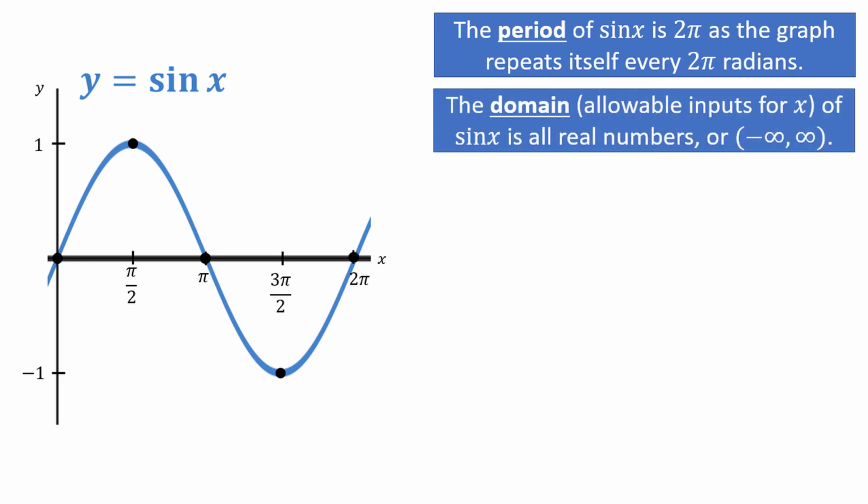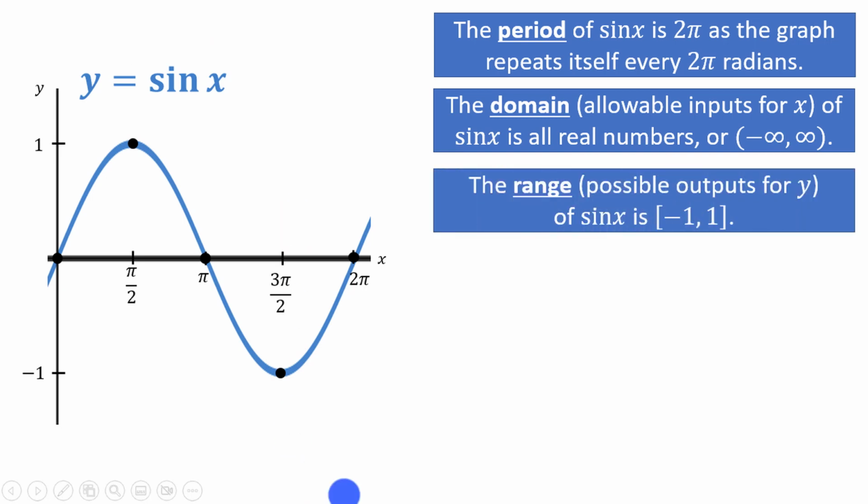The domain is a general term for all of the allowable inputs into a function. In other words, which x values are allowed in the function. For sine of x, the domain is all real numbers, meaning anything from -infinity up to +infinity can be plugged into sine. The range is the general term for the possible outputs of the function, or the possible y values. In the case of sine, the range is from -1 to 1 inclusive, which we indicate by square braces. The lowest value you can get out is -1, and the largest value you can get out is +1.